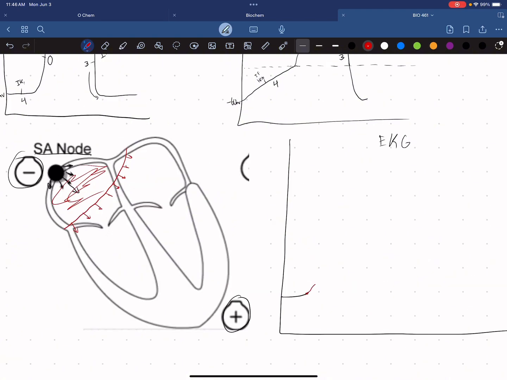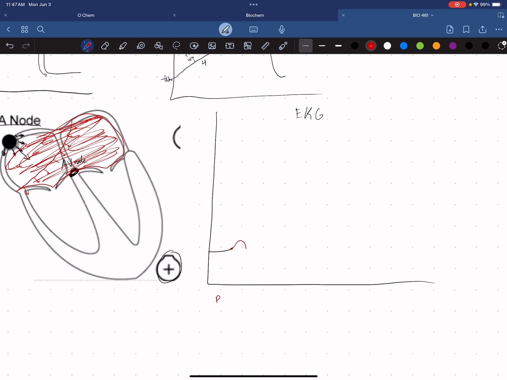As this continues and the propagation of the electric field takes over both of the atria, all the way down to here, I'll label the AV node. This will have taken over all of this space, and it will come down here, and we will label this the P wave.